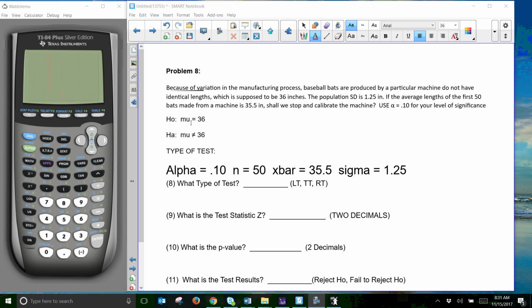So here you can see we have the null hypothesis set up, which is mu equal to 36, and the alternate hypothesis is mu not equal to 36. Type of test: this is going to be a two-tailed test because it's not equal. And alpha again was 0.10, n equals 50, x bar is 35.5, and sigma is 1.25. So again, this is a two-tailed test.